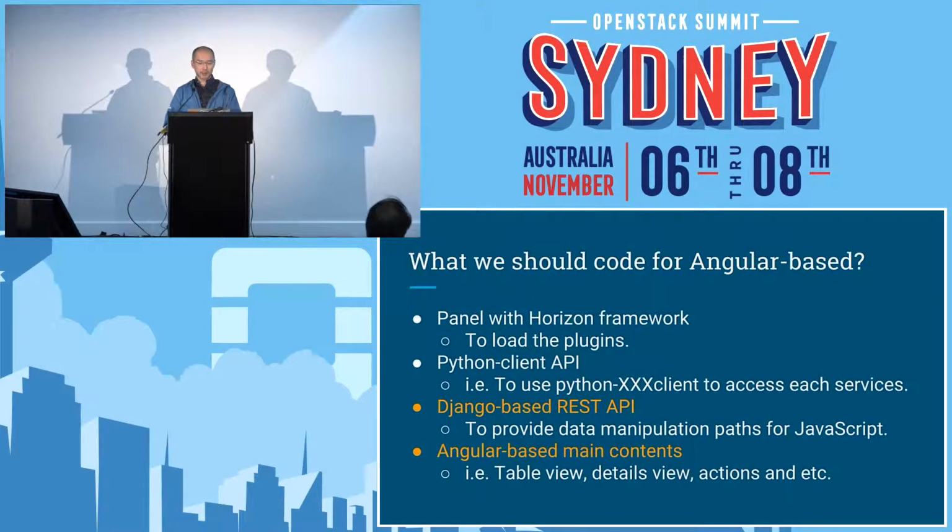For an Angular-based plugin, we should implement REST API and Angular-based contents instead of Django-based contents. This means if we want to migrate from Django-based to Angular-based, almost all contents should be re-implemented in JavaScript.